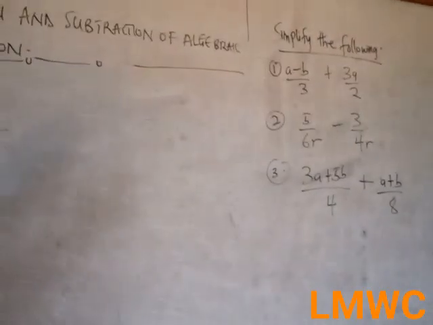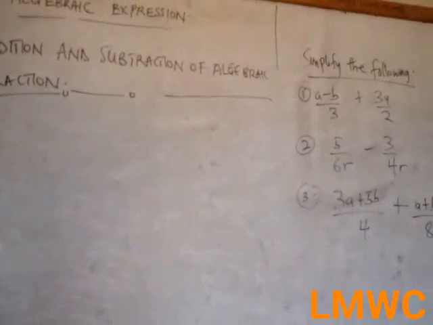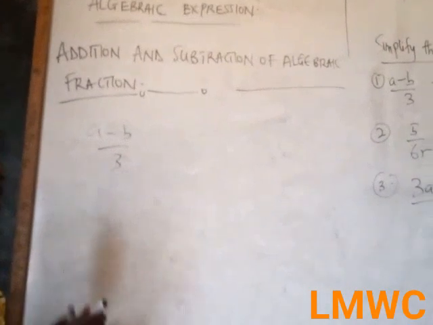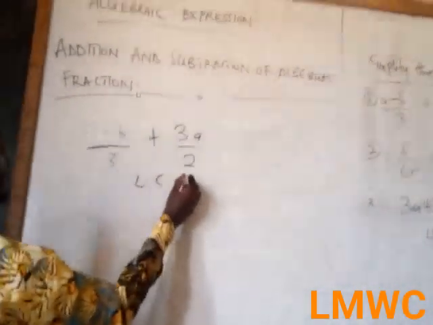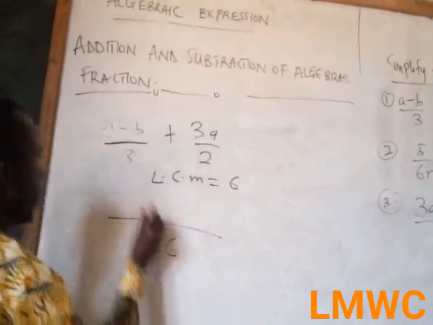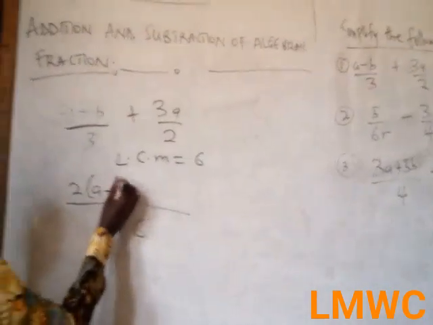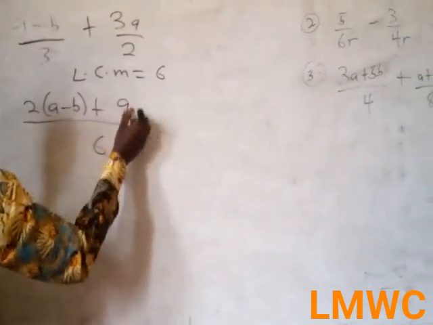That's our answer. So now, for addition and subtraction of algebraic fractions, you find the LCM. That's the least common multiple. Always with fractions, we find the LCM. So 1: (a minus b) over 3 plus 3a over 2. So what is the LCM? The LCM is 6. 3 goes into 6, 2. So 2 you put into a bracket, (a minus b), plus 2 goes into 6, 3. 3 times 3a is 9a.